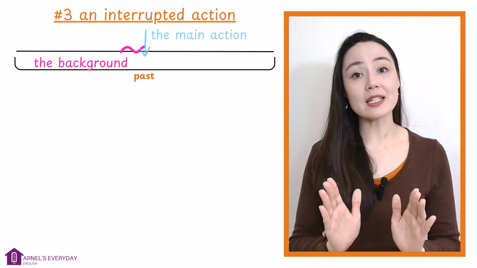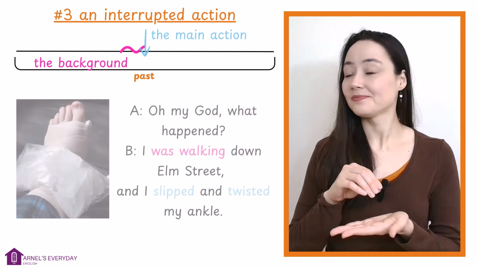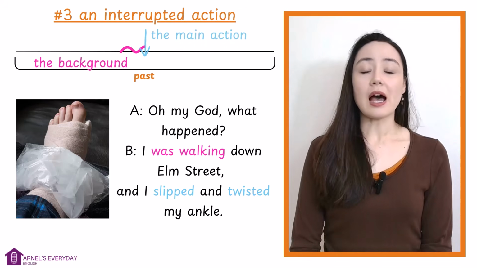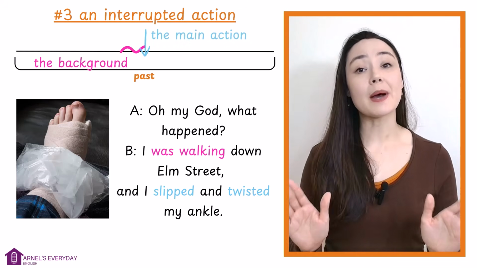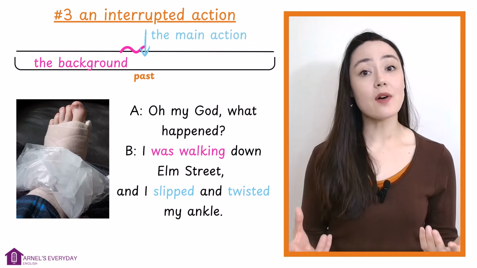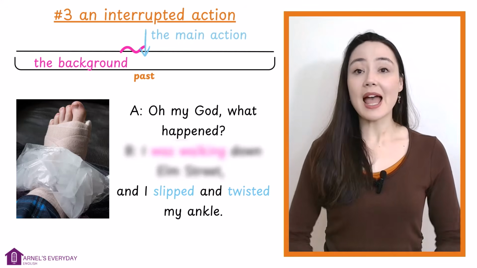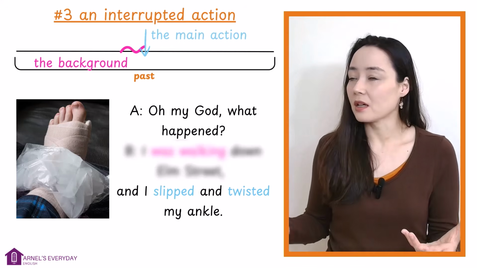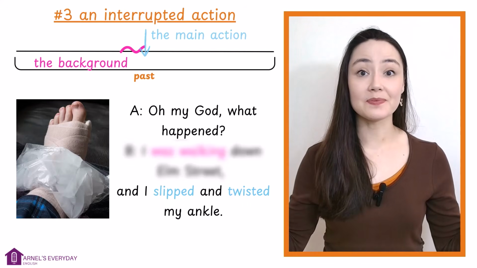I want to put this idea into a conversation so you really see what I mean. Oh my God, what happened? I was walking down Elm Street and I slipped and twisted my ankle. You can see the past simple is the main focus. We can remove the past continuous and the conversation is still clear. What happened? I slipped and twisted my ankle.